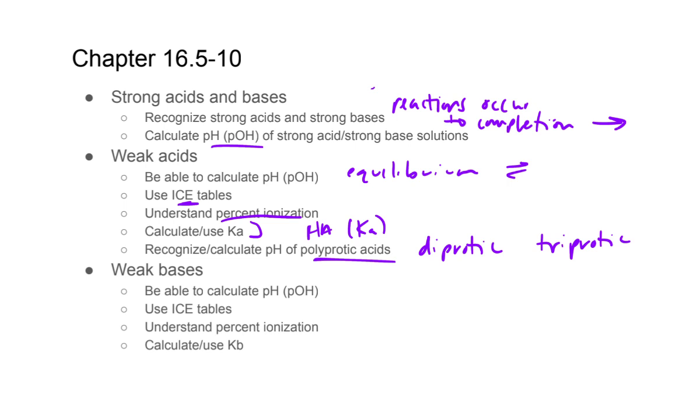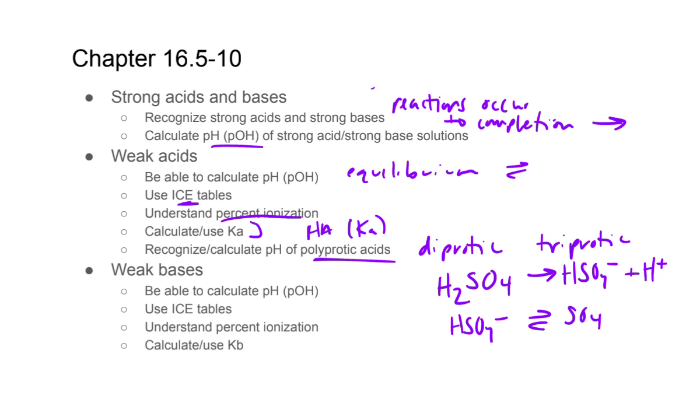And I guess within here, I want to just briefly have you recall H2SO4. This is sort of a special diprotic acid where the first deprotonation to form HSO4 minus, that is a strong acid. Okay, so that reaction occurs to completion. The reverse reaction doesn't occur. And then HSO4 minus has equilibrium with its conjugate base, SO4 2 minus, and then H plus. So that's sort of a special acid.